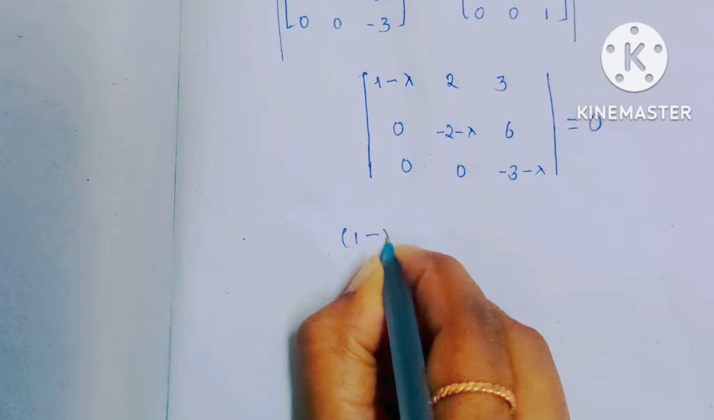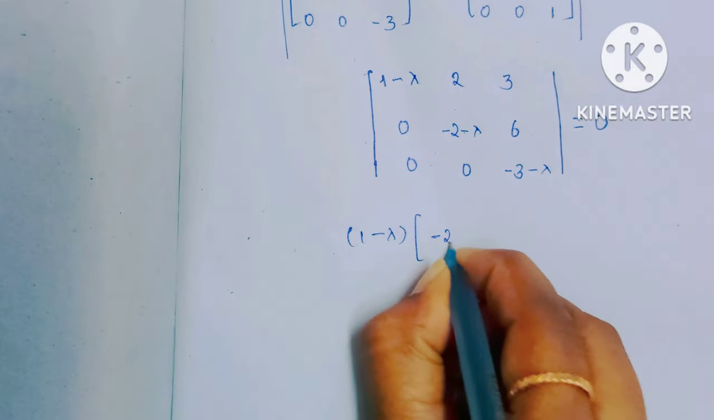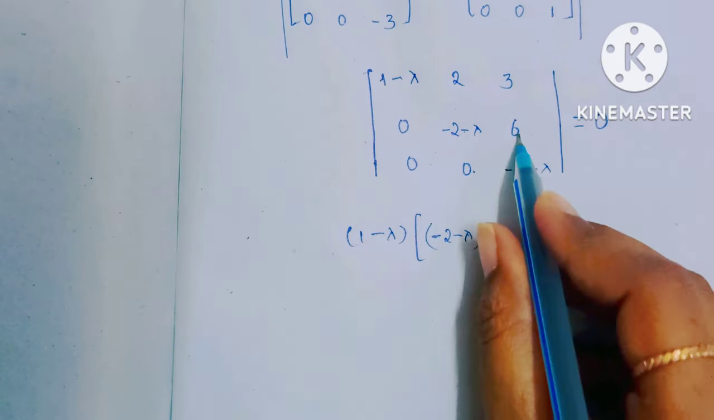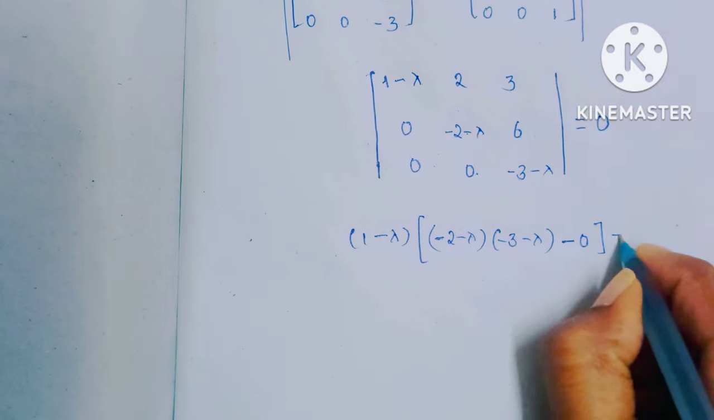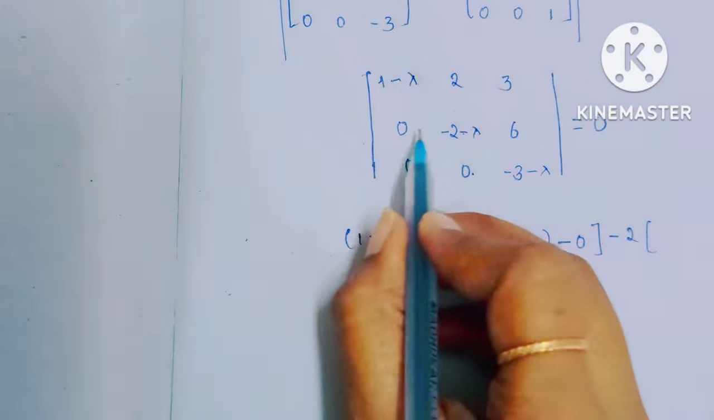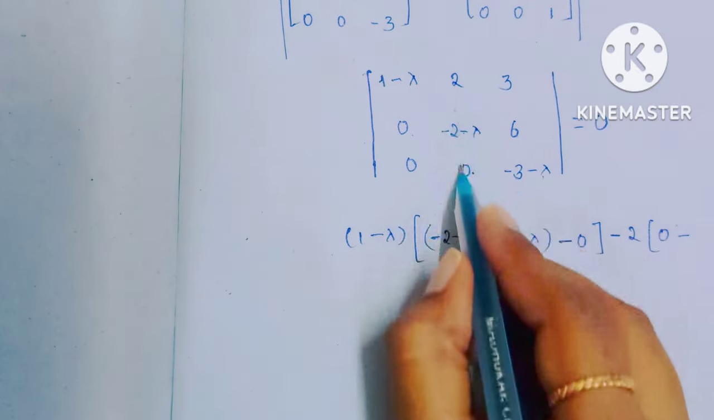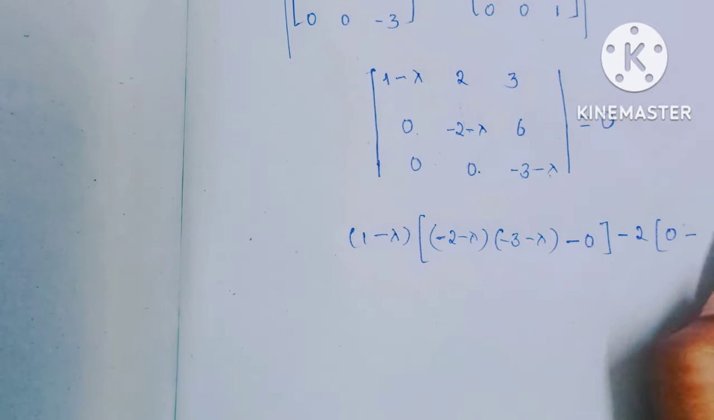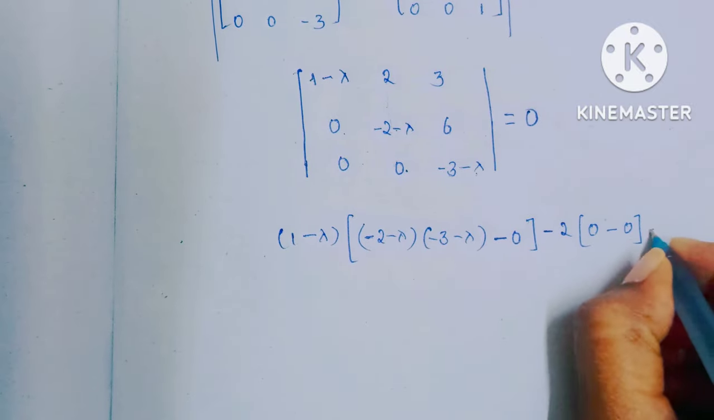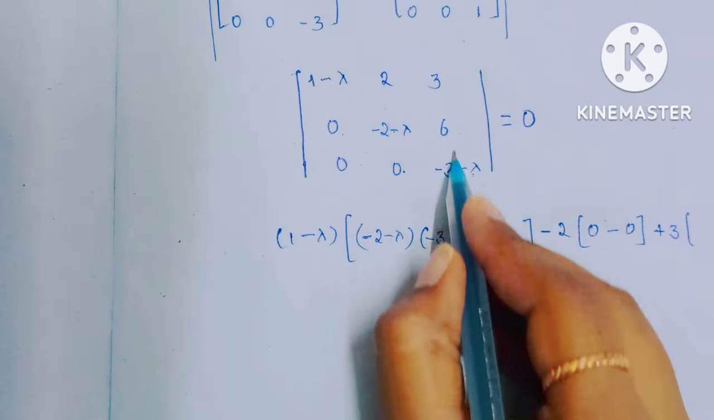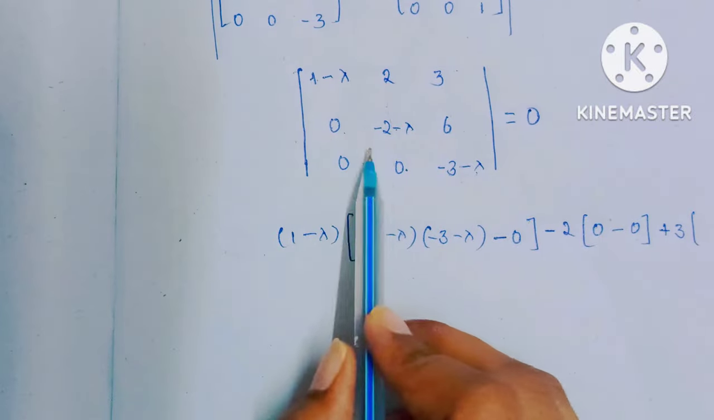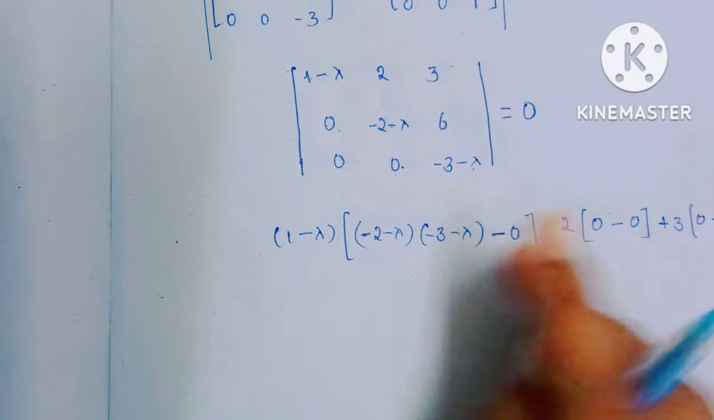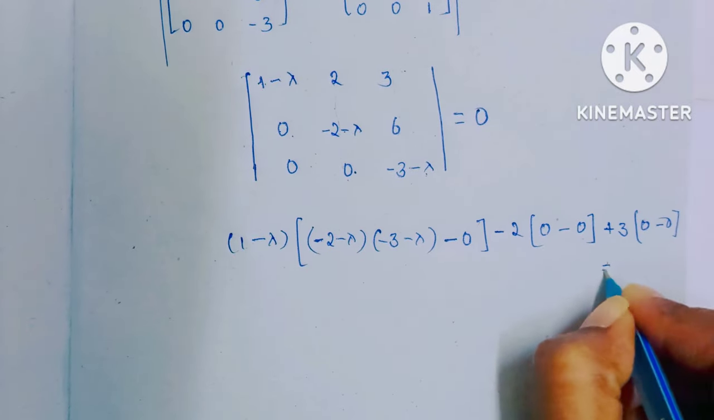Expanding, we get 1 minus lambda into minus 2 minus lambda into minus 3 minus lambda, minus 0 into something, plus 3 into 0. If we close this row and this column, we get 0 into something, 0. Closing this column and this row, we get 0 into something, 0.